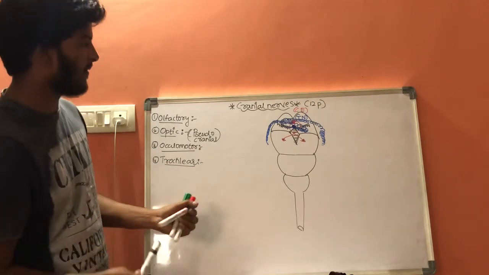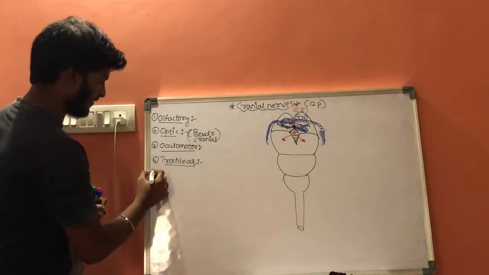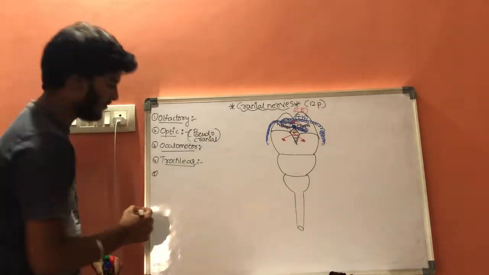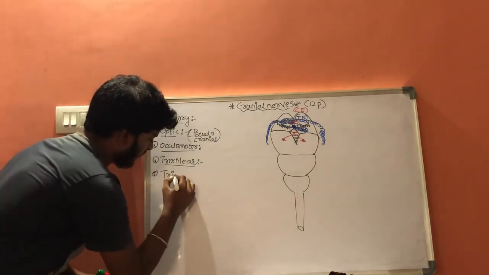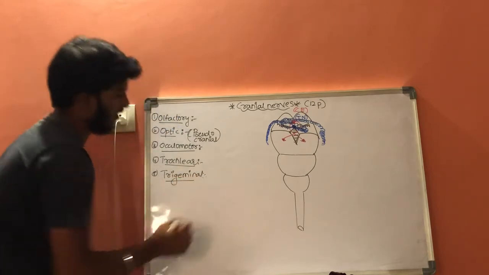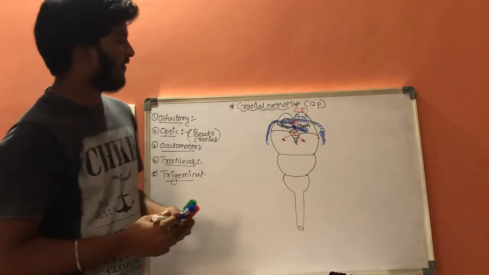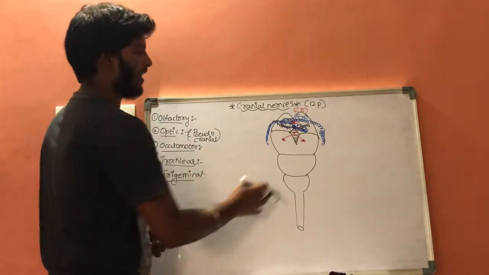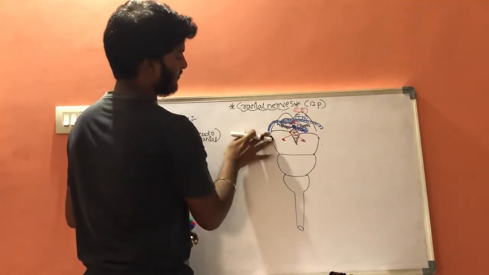That is the fourth nerve, the trochlear nerve. Now, the fifth type of nerve is called the trigeminal nerve. Where is this trigeminal nerve formed and how does it come out?